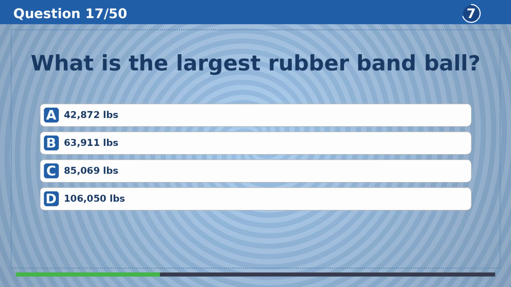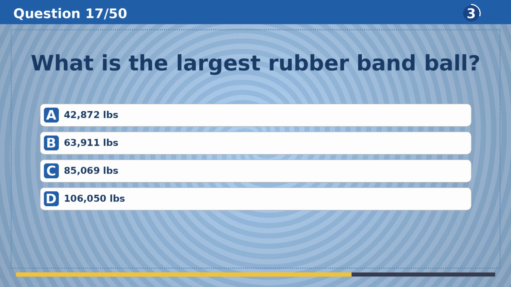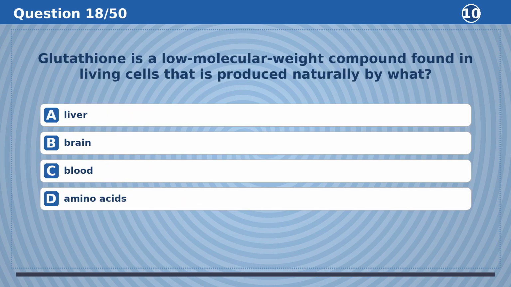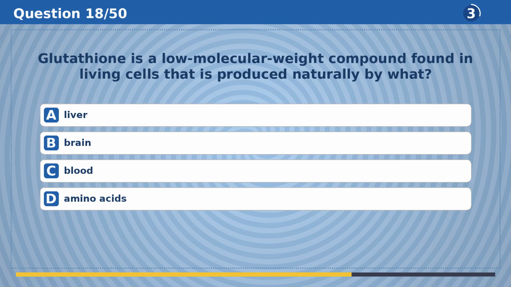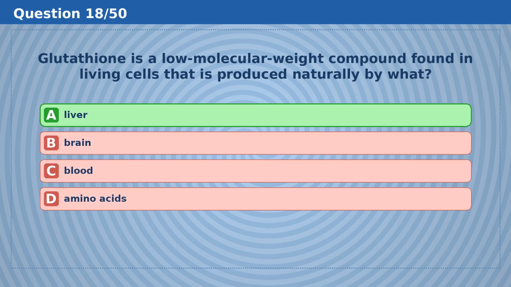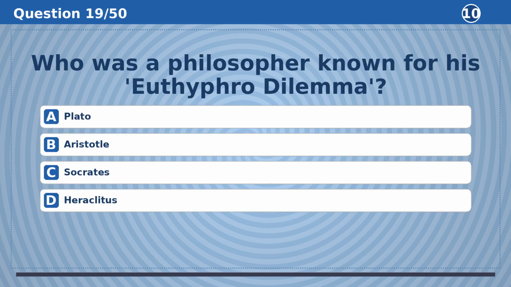What is the largest rubber band ball? The answer is D. 106,050 pounds. Glutathione is a low molecular weight compound found in living cells that is produced naturally by what? The answer is A. Liver.